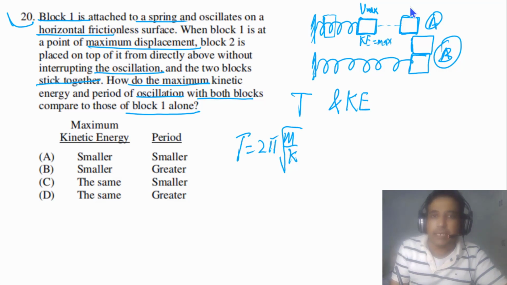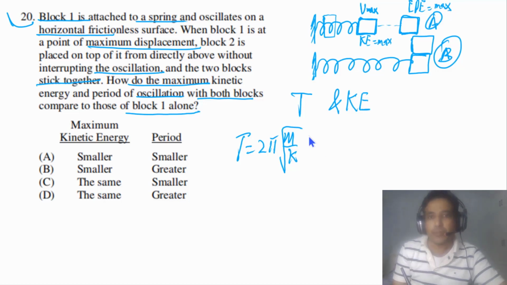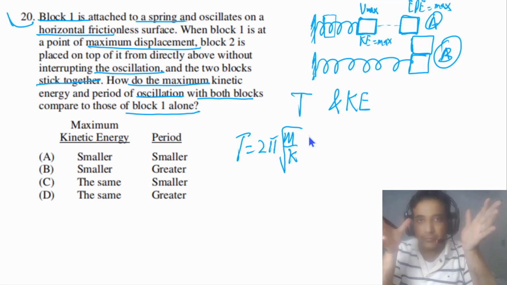And at this point, kinetic energy is 0 at the extreme point, but EPE is maximum. EPE is maximum because displacement is maximum. So in this case, EPE will be converted into kinetic energy, and then kinetic energy will be converted into EPE, and this process will repeat again and again.